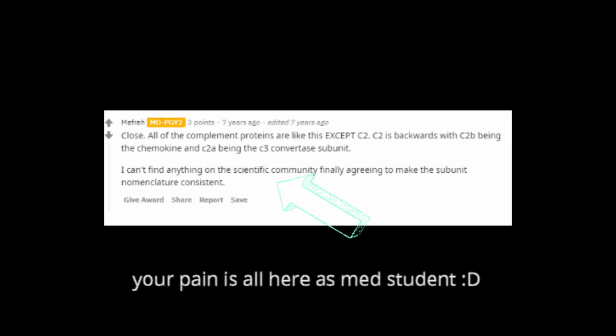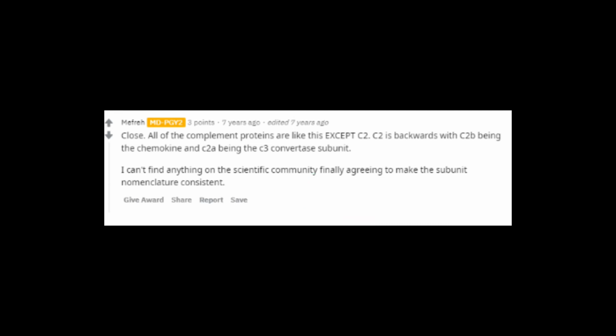As someone clarifies on Reddit, all the complement proteins are like this, except C2. C2 is backwards, with C2b being the chemokine and C2a the C3 convertase subunit. Your pain is all here, med student. I can't find anything on the scientific community finally agreeing to make the subunit nomenclature consistent.